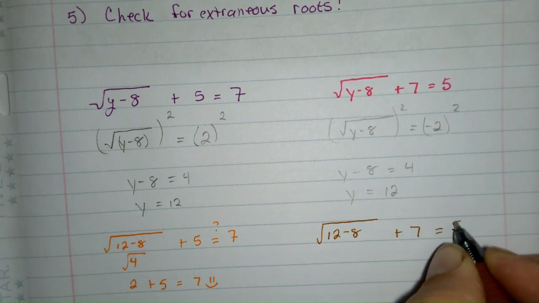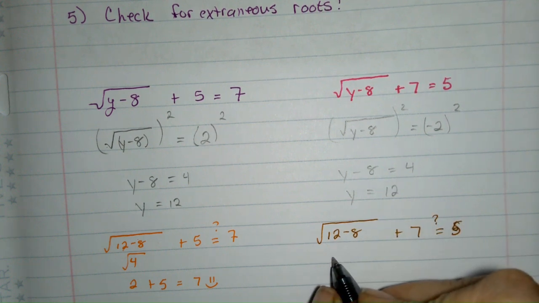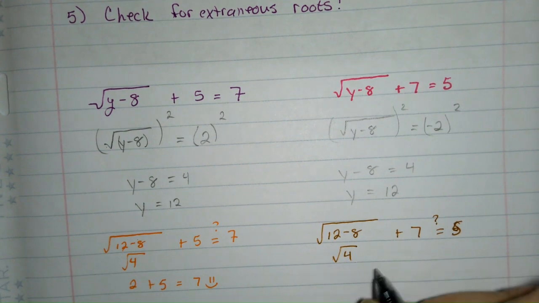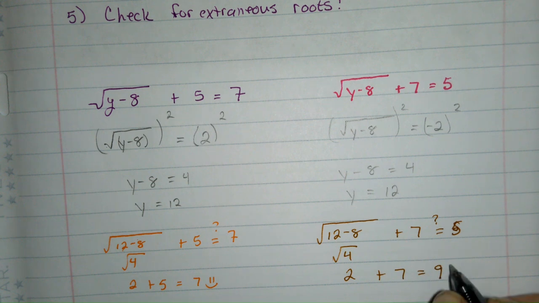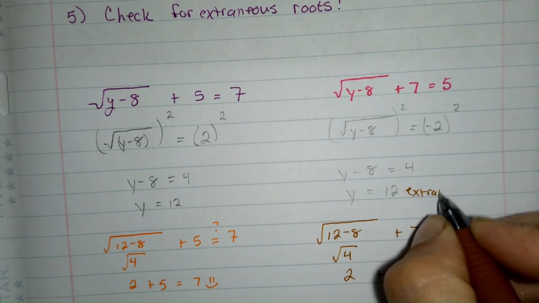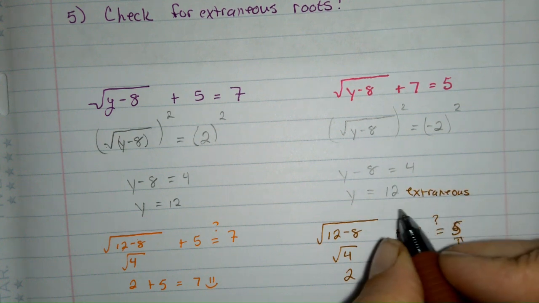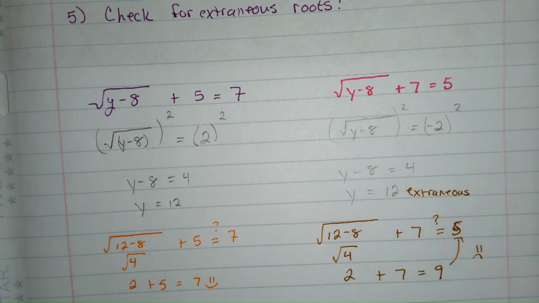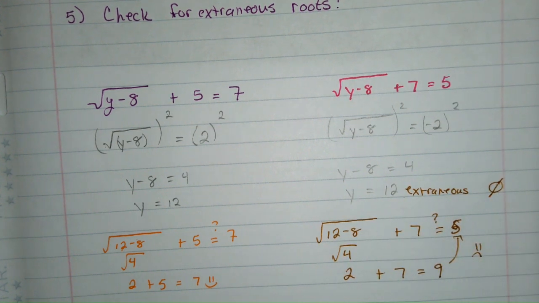Is it 5? Well, the square root of 12 minus 8, that'd be the square root of 4. The square root of 4 is 2. 2 plus 7 is 9, not 5. Extraneous. And because it's extraneous and we had no other options, this has no solution.